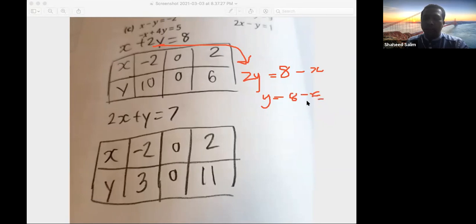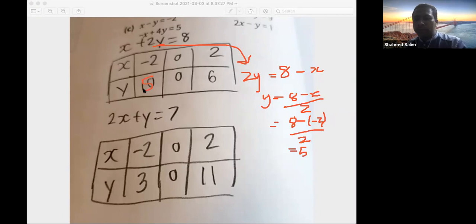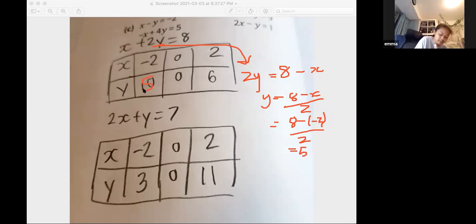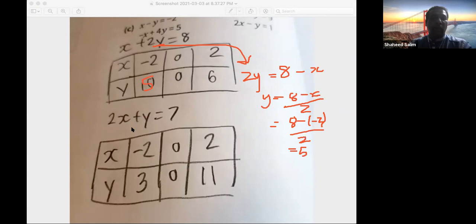My mathematical acrobatics. Now if you do it like that, you put in the -2. Now let's say x is -2, correct? 8 minus -2, over 2. So this is 8 plus 2, 10. 10 divided by 2, you get 5. So your one down here will be 5. You get what I'm saying, Emma? Yeah.